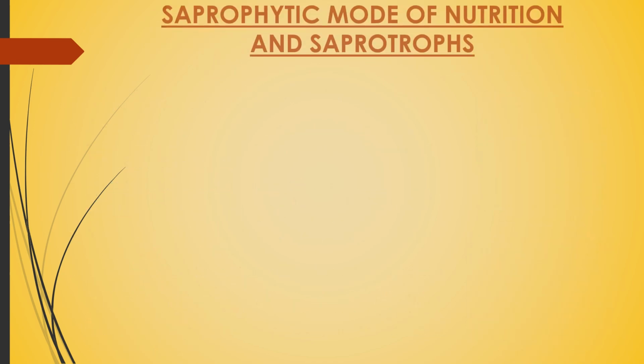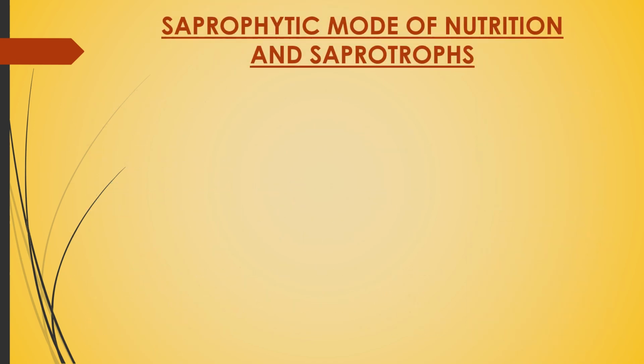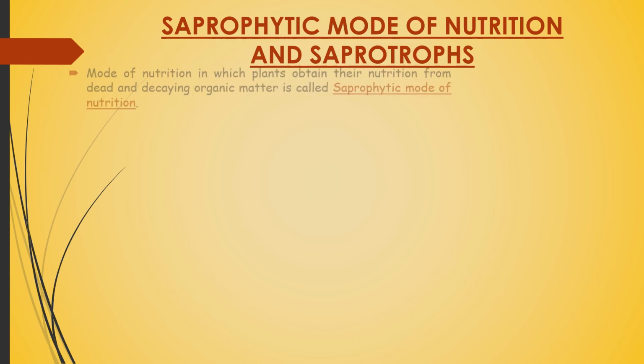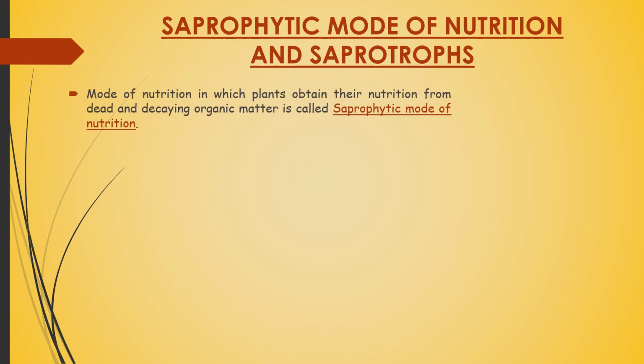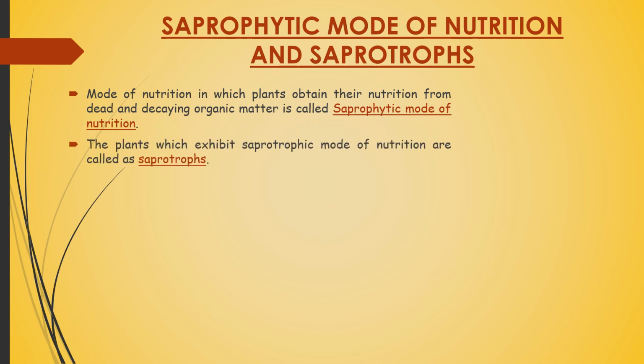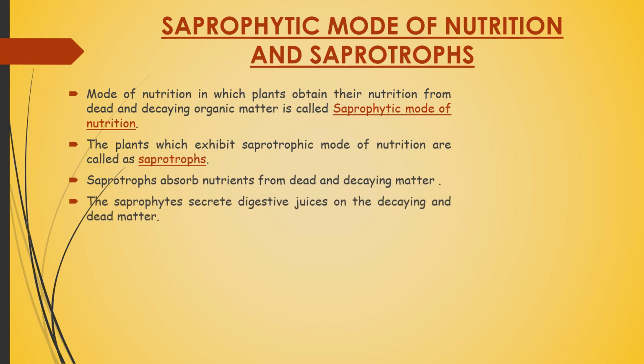Next is saprophytic mode of nutrition and saprotrophs. The mode of nutrition in which plants obtain their nutrition from dead and decaying organic matter is called saprophytic mode of nutrition, and those plants are called saprotrophs. Saprotrophs absorb nutrients from dead and decaying matter. Now the question arises, how does it happen?